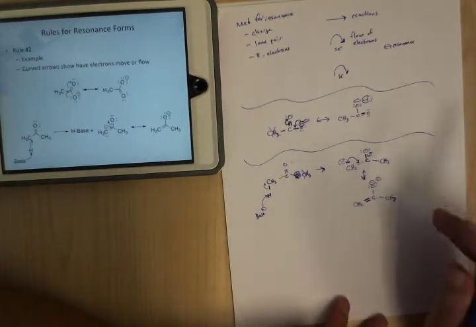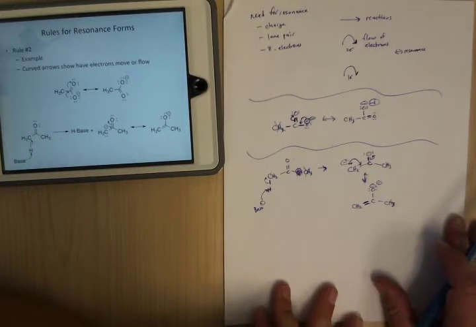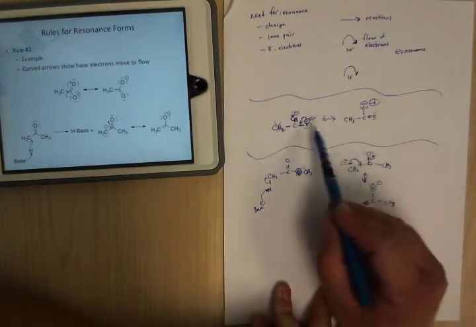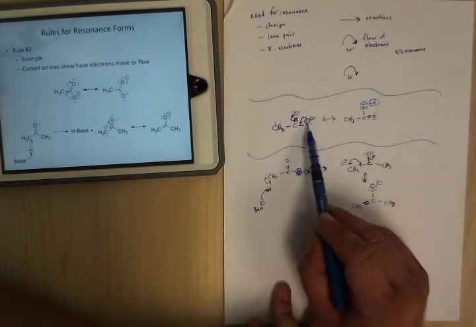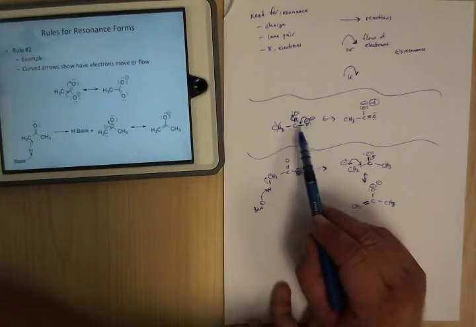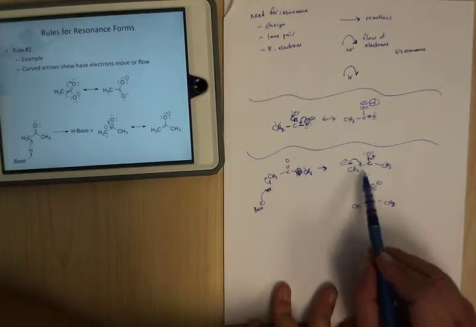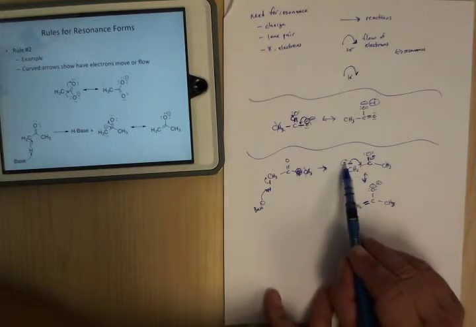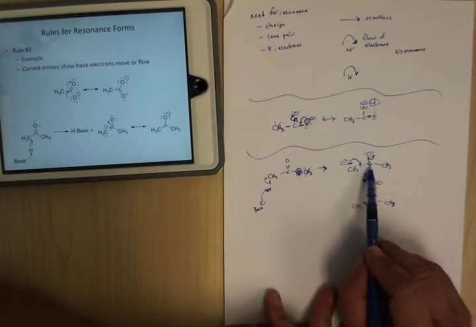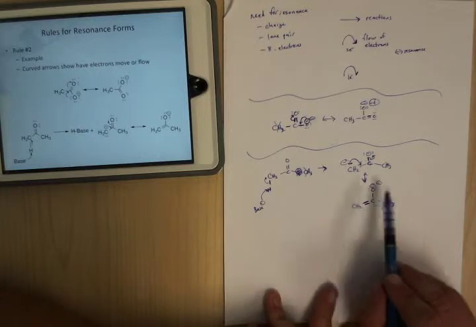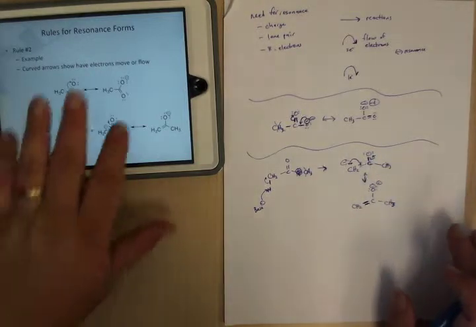The other thing that you'll notice, especially when we're dealing with charges, is that the charge sometimes skips. So here it is, oxygen, it skips, and then goes on to the next one. The same thing happens here. The formal charge starts off here, skips this one, and ends up here. You'll see the skipping a lot.